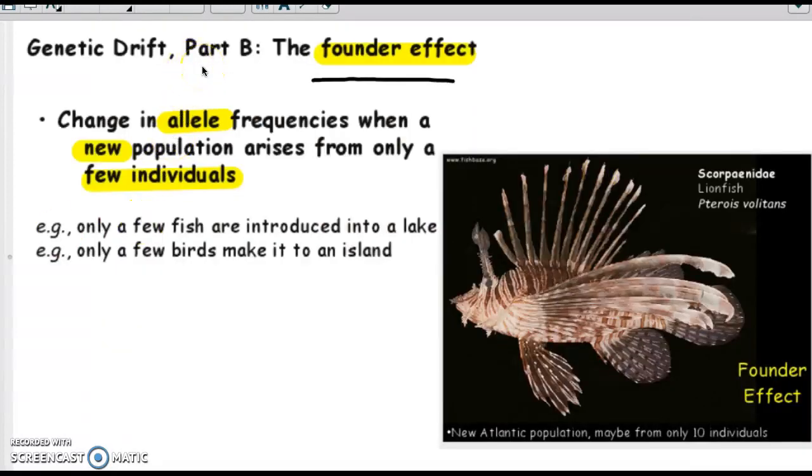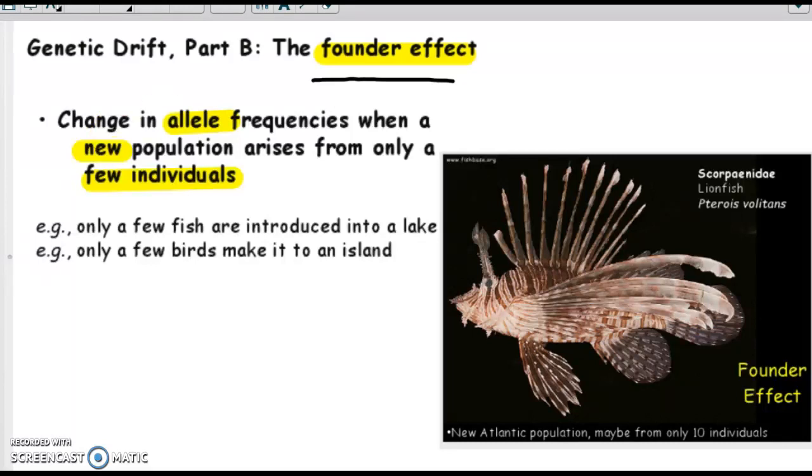The second type of genetic drift is called the founder effect, and it's when you have a change in allele frequency in small populations because new ones develop in a new area. So they found a new area. That's why it's called founder effect.